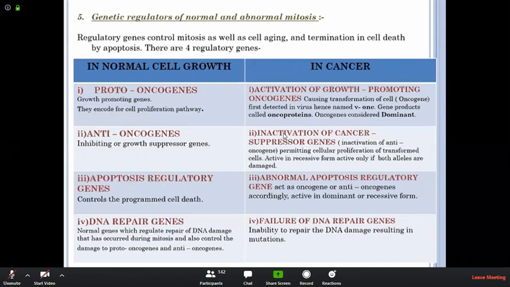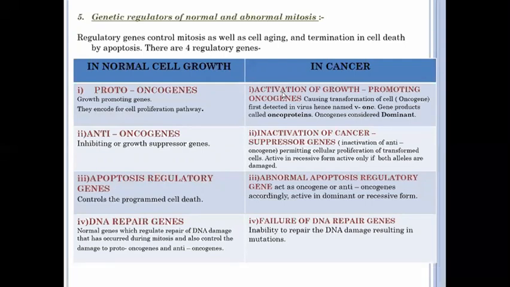Fourth one is DNA repair genes, normal genes which regulate the care of the DNA damage that has occurred during mitosis and also control the damage to proto-oncogenes and the anti-oncogenes. So when the DNA is repaired, the cell is converted into the normal cell again. So it is a vice versa process.